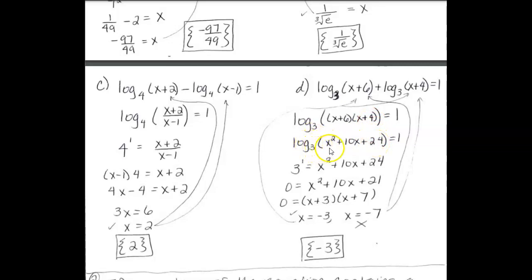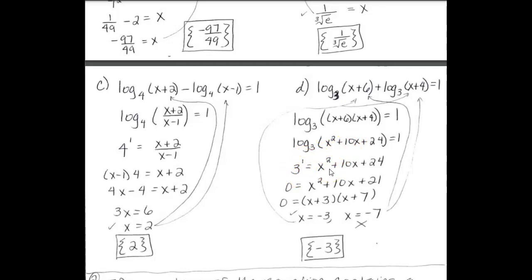So we have log base 3 of x squared plus 10x plus 24 equals 1. Now we're ready to use our definition. This means 3 to the first power equals the inside. So 3 to the first equals x squared plus 10x plus 24.